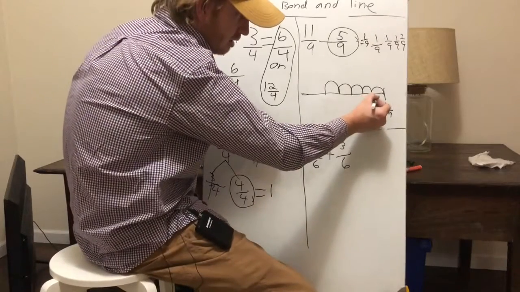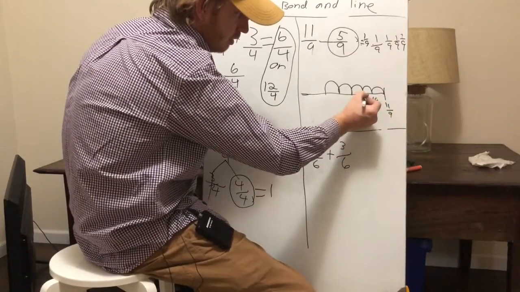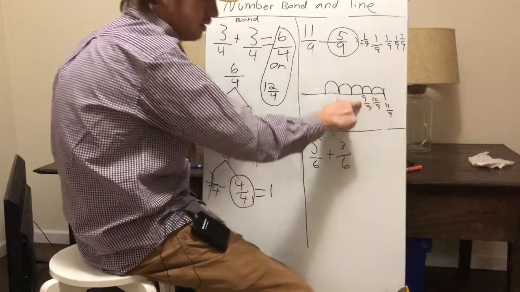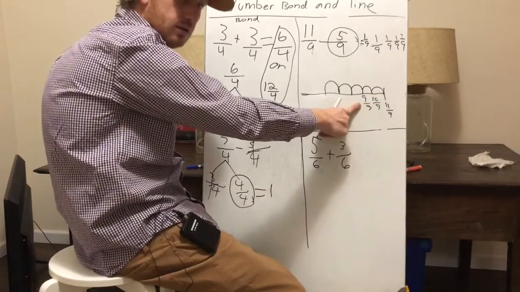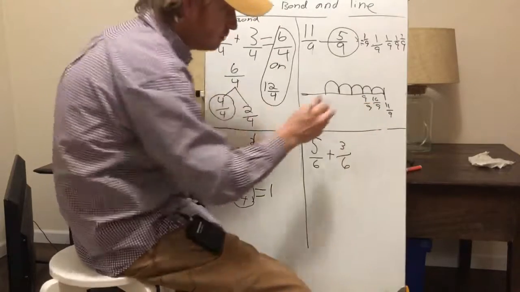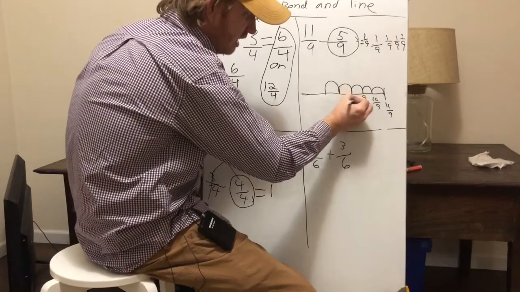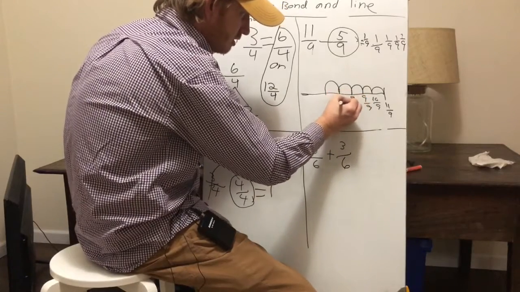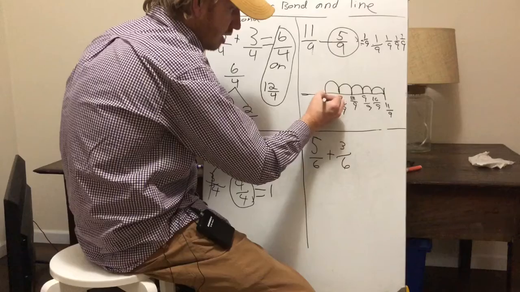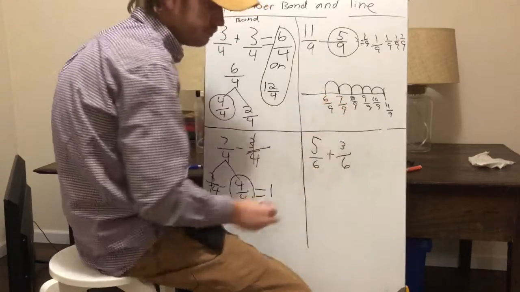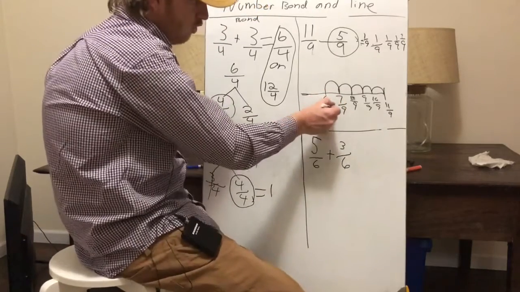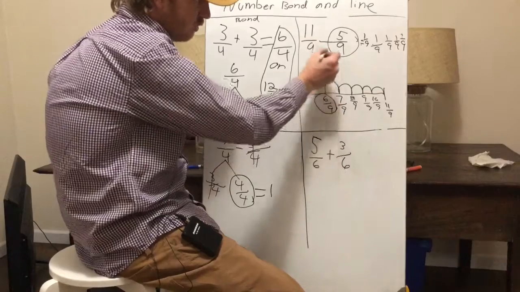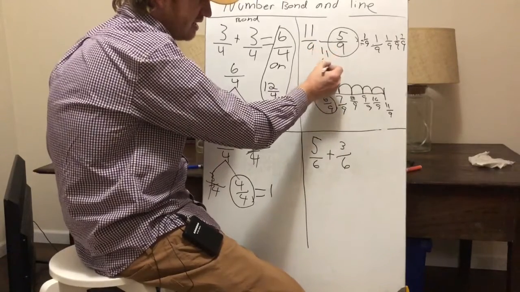1, 2, 3, 4, 5. And then 10/9, 9/9. And what does that equal again? That's right, 1. 8/9, 7/9, and 6/9. So I know that my answer is 6/9.